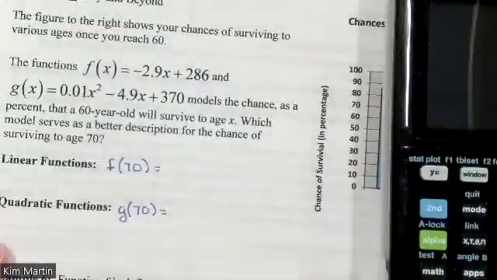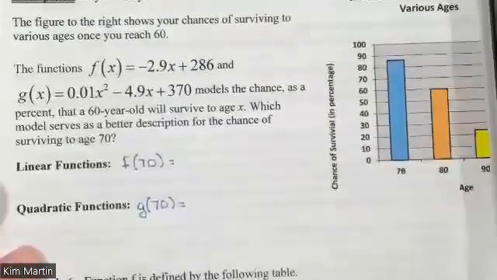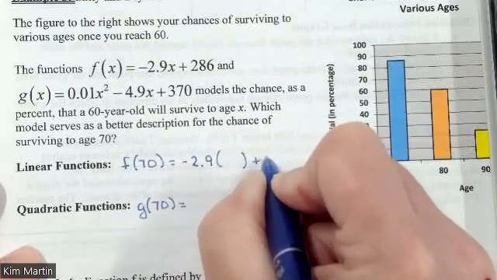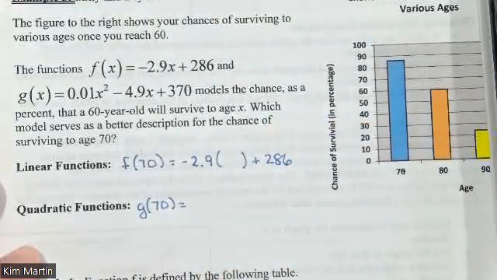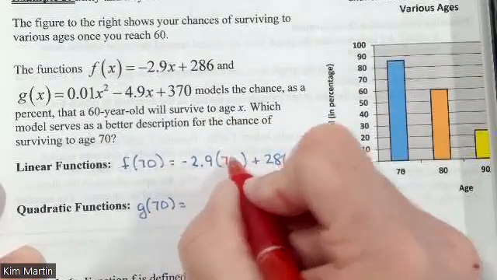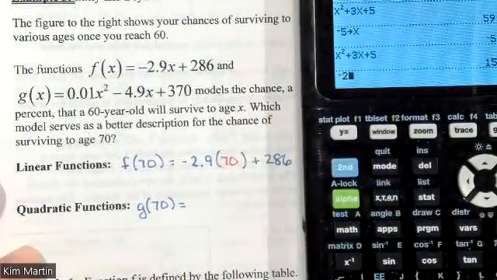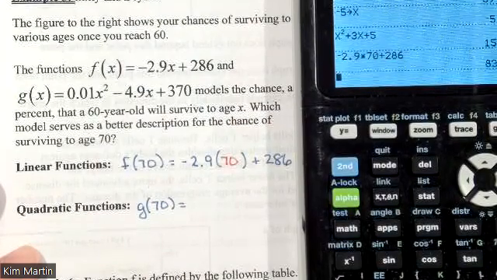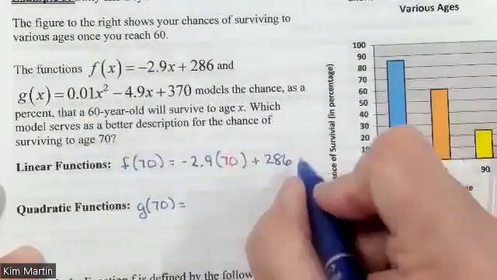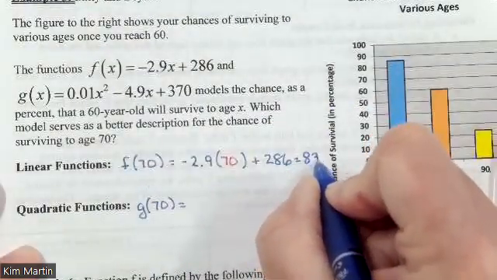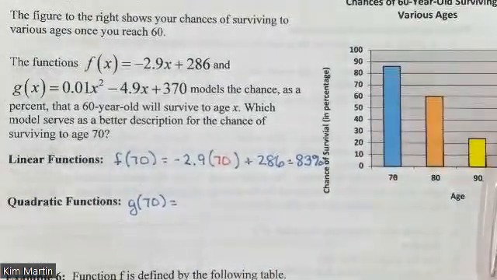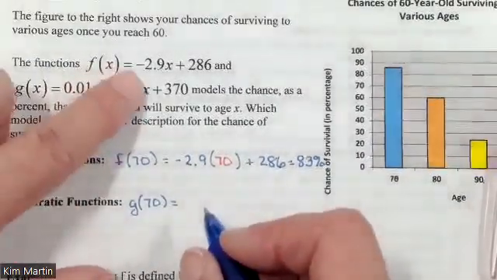So again, here I will use my calculator to make my life easier. You're going to say negative 2.9 times 70 plus 286. I have an 83% chance. If you make it to 60, you have an 83% chance of making it to 70 on this one.